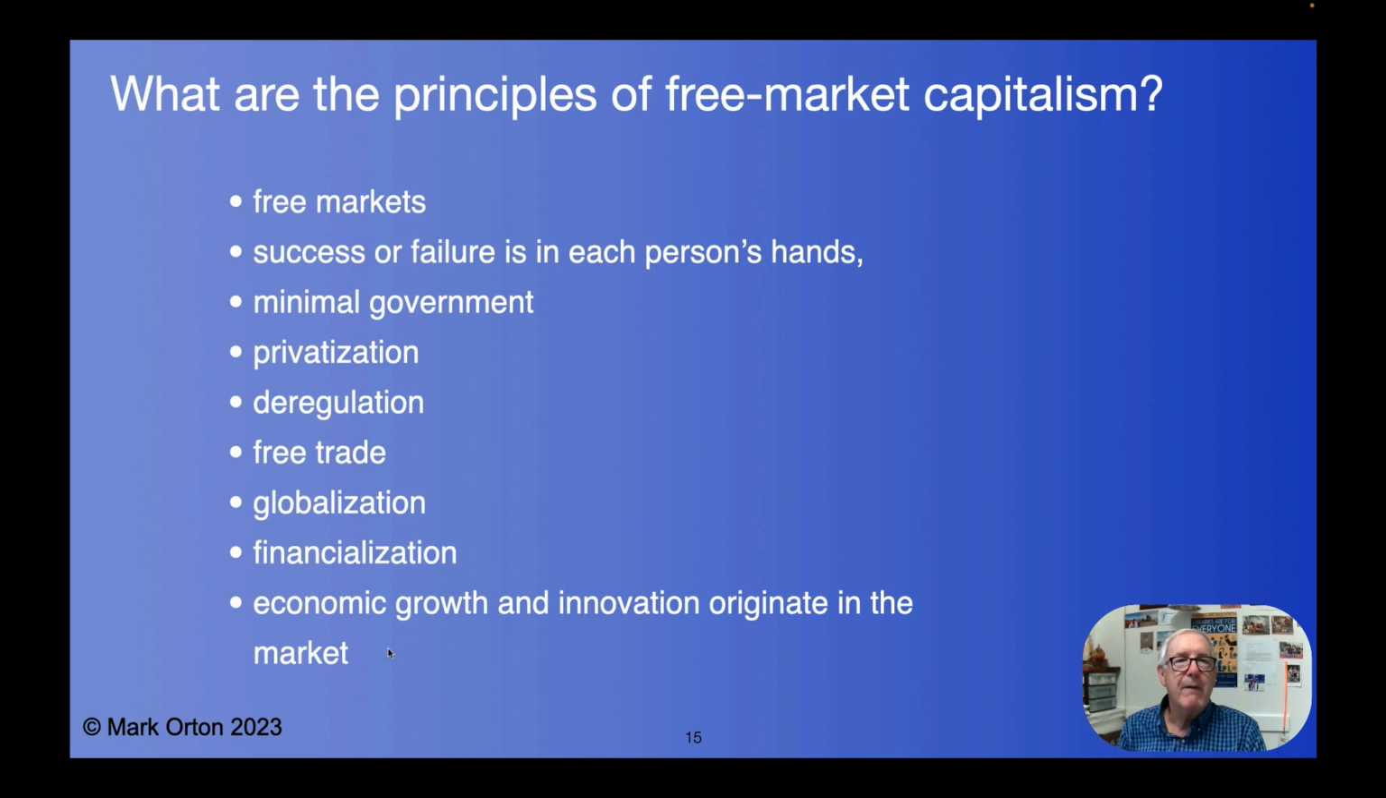And then finally, economic growth and innovation originate in the market. Government contributes nothing or is a hindrance. That's the claim. Now, since most of you are watching this either on a smartphone like an iPhone or on a laptop, you should take note that all of the underlying fundamental technologies of these devices were developed with government money. So that's just silly business.